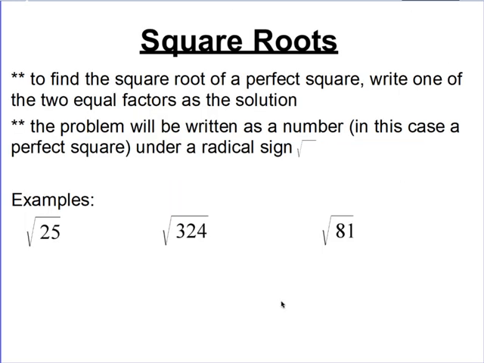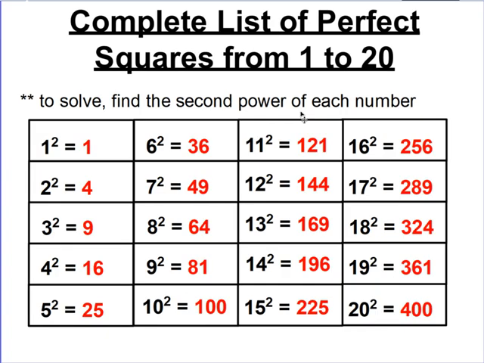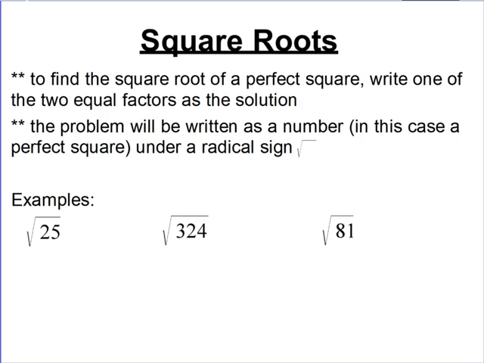So here are 3 examples. Example number 1, the way you read that problem is the square root of 25. So what is the square root of 25? And basically what it's asking you is what number times itself equals 25. So if you look back at the times table or the perfect squares chart, 5 to the second power is equal to 25. So what that means here is the square root of 25 is 5.